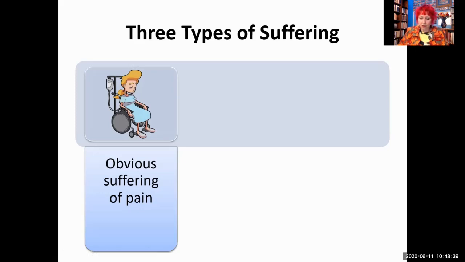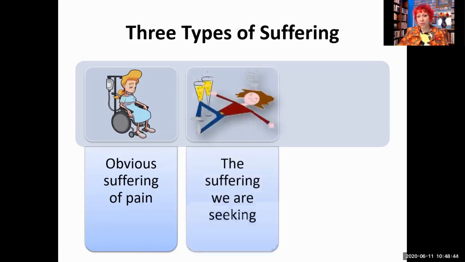But there's another level of it. And His Holiness the Dalai Lama called it this amazing term, which is the suffering we are seeking, the suffering we run toward. So here we have a picture of, it could be me, conked out after too many glasses of champagne all those years ago when I used to drink. So the suffering that we are seeking is the one that you run towards with the champagne, never thinking about the rest of the story the morning after.